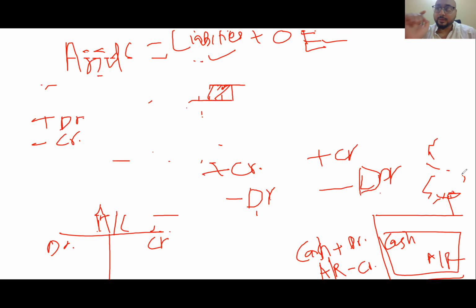Expense increase, debit. Expense decrease, credit. Normally expenses are not decreased, they always increase. So they are always added. So expense is always debited. Right?